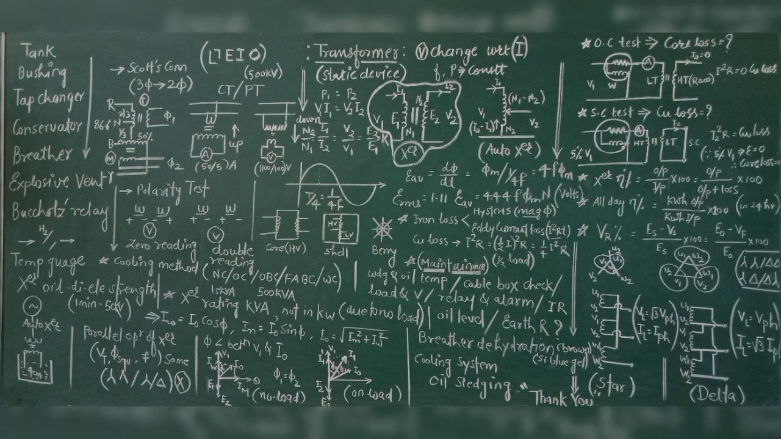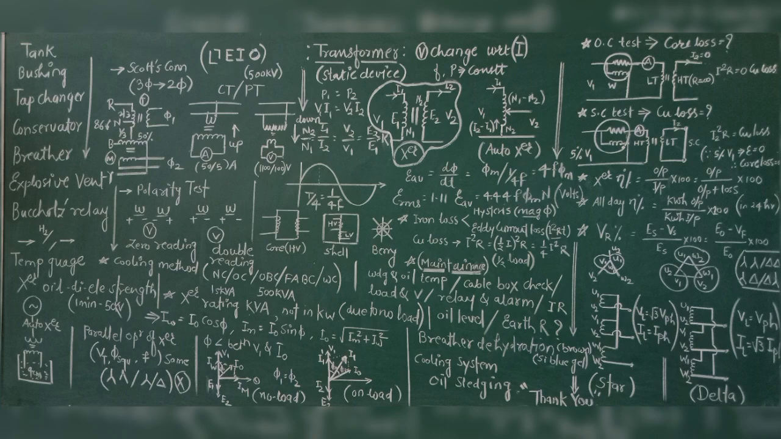So what is the transformation ratio? Power should be constant, therefore V1 I1 is equal to V2 I2. Therefore V1 by V2 is the voltage ratio, and the voltage transformation ratio is V2 by V1, E2 by E1, N2 by N1 and I1 by I2, that is equal to K, the transformation ratio.